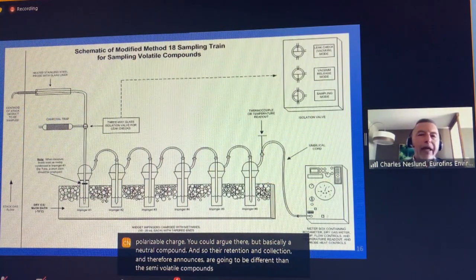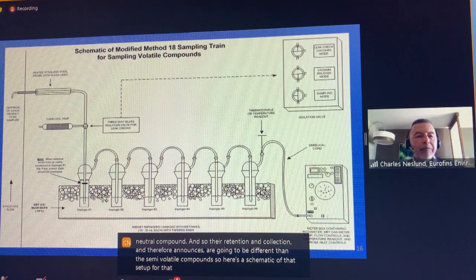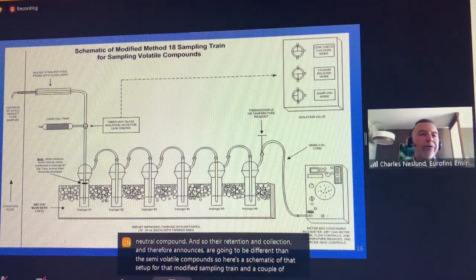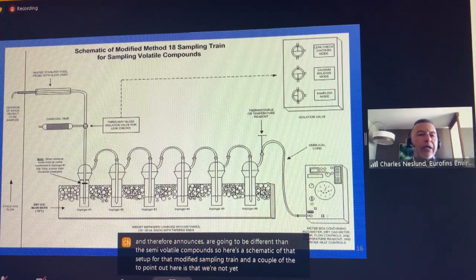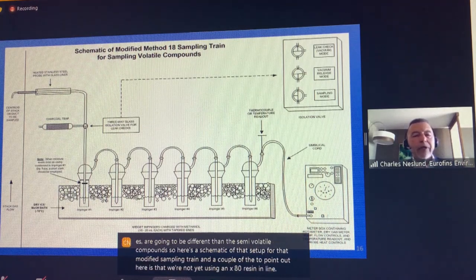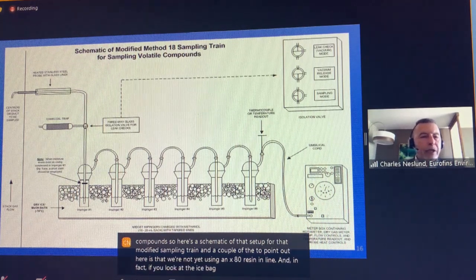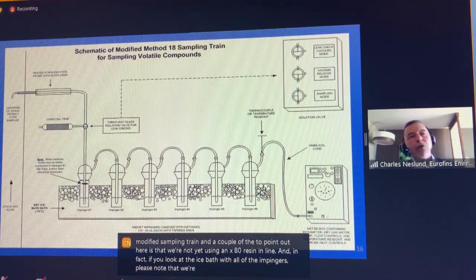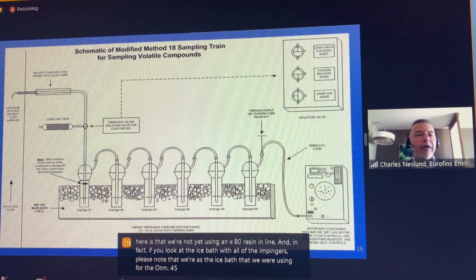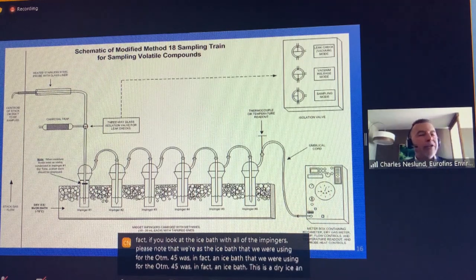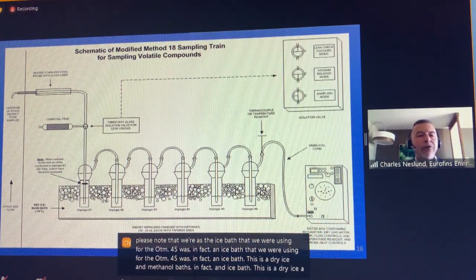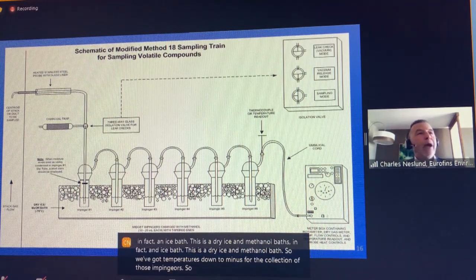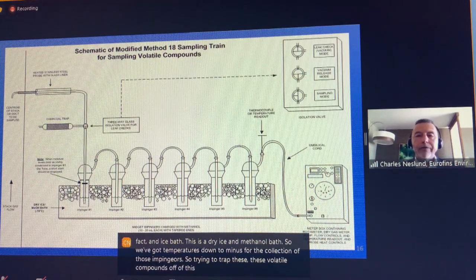So here's a schematic of that setup for that modified sampling train. A couple of differences to point out: we're not using an XAD resin in line. And if you look at the ice bath with all of the impingers, please note that whereas the ice bath we were using for OTM 45 was in fact an ice bath, this is a dry ice and methanol bath. So we've got temperatures down to minus 78 for the collection in those impingers, trying to trap these volatile compounds off of the stack gas effluent.